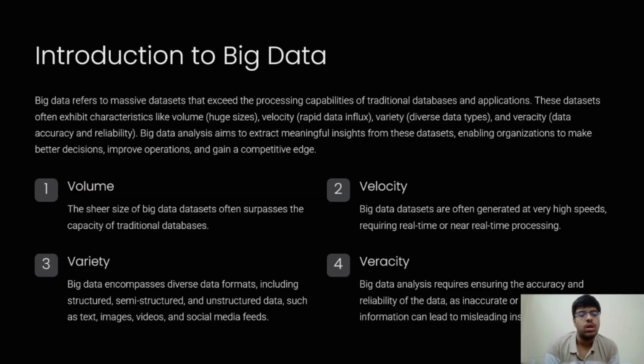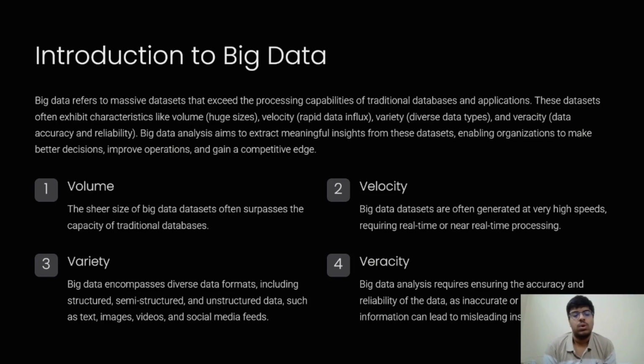Now we'll have to see what big data is. Big data generally refers to massive datasets which have exceeded the processing capabilities of traditional databases. These often have features like a very large volume of data, very rapid change in the data, then a variety of data, such as various data types included, and also veracity, which means accuracy.